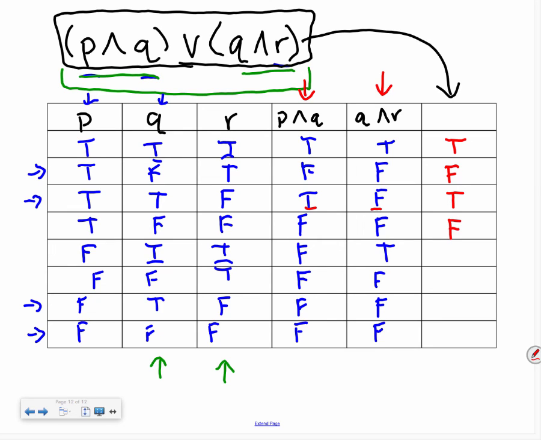I have a false, false, so that's false. False, true is true with an OR. False, false is false. False, false, and false, false. So that would be the final answer for this truth table.